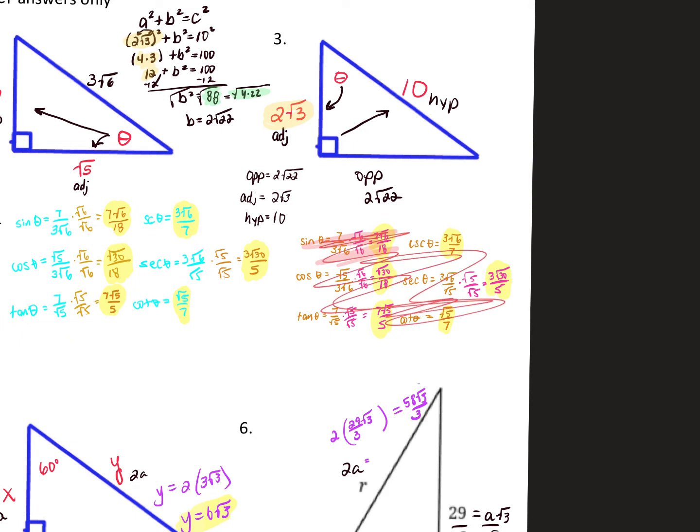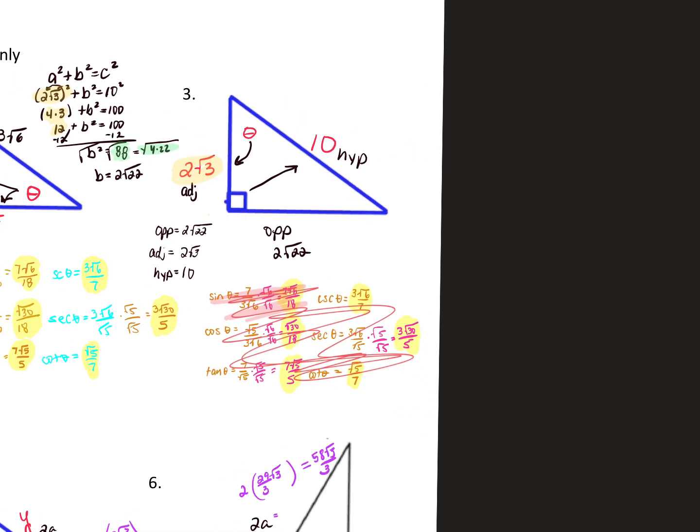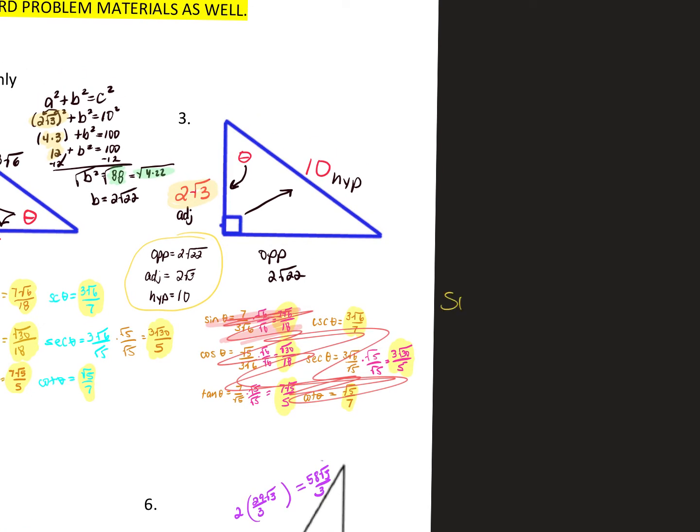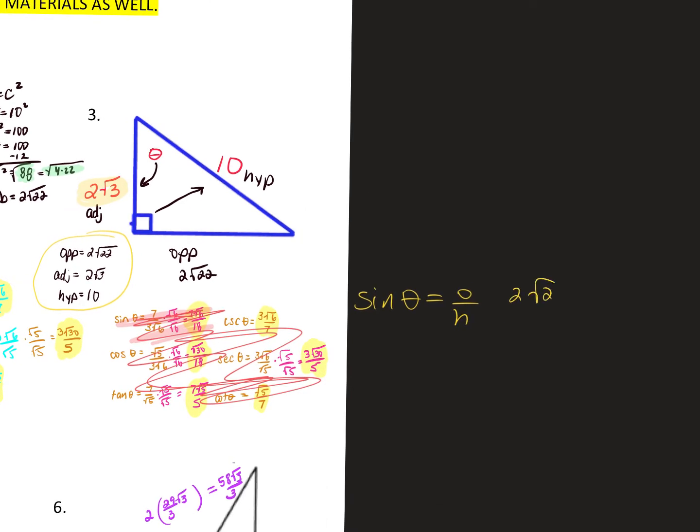We'll just do it. So on number 3, our 3 sides, we have our opposite, adjacent, and hypotenuse right here. Do you guys agree with me on those 3 values? All right, so if we're going to find the sine, sine is opposite over hypotenuse. So the opposite side is 2 root 22 over your hypotenuse, which is 10. Can I simplify that? Yes. How can I simplify that? Yeah, root 22 over 5. So this is the square root of 22 over 5.